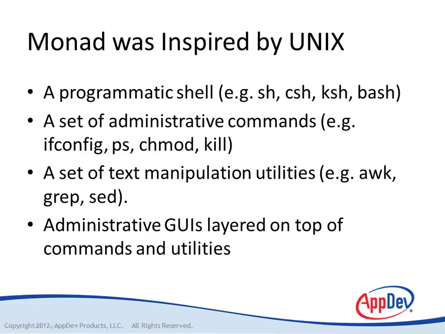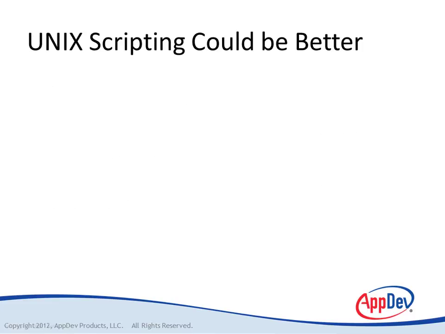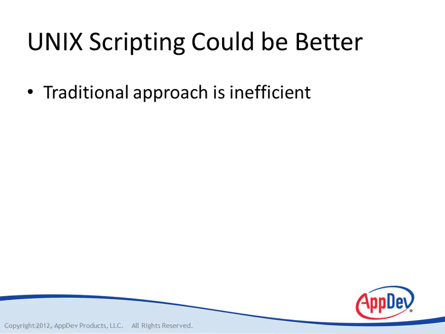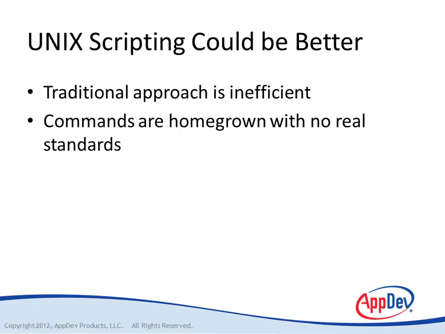But the thing is, although they drew inspiration from it, they also realized that Unix scripting could be a lot better. One of the problems with Unix scripting is that the traditional approach is inefficient because there's no standards. So the commands that you find in a typical Unix environment are homegrown with no real standards. And when I say homegrown, I mean even the ones that are in a distribution that you might install today. Those were written sometime in the past because somebody had a specific need and the command that they wrote was useful enough that other people started to use it.